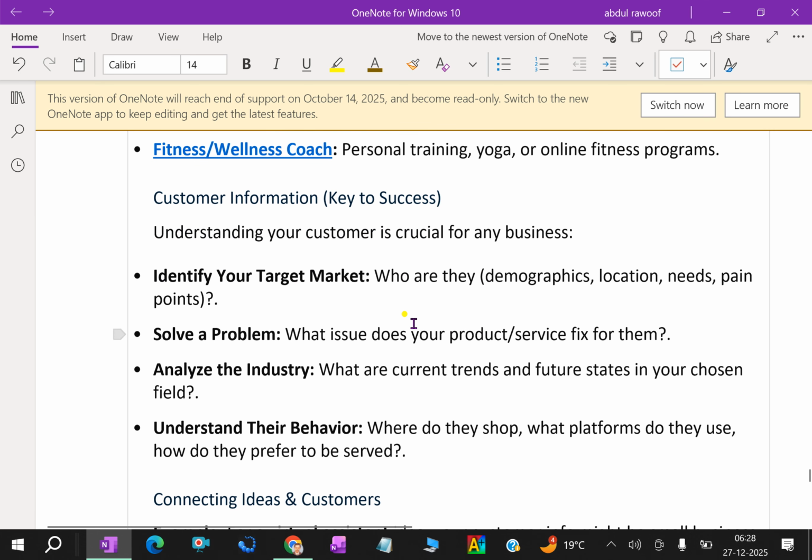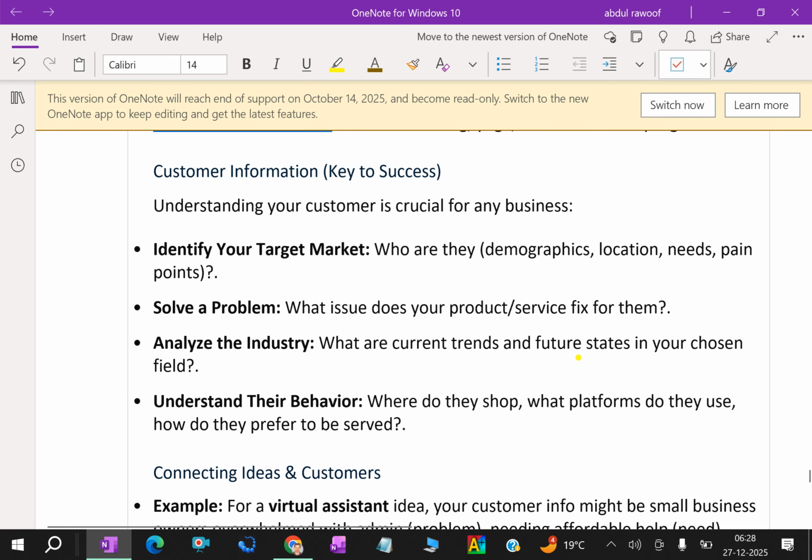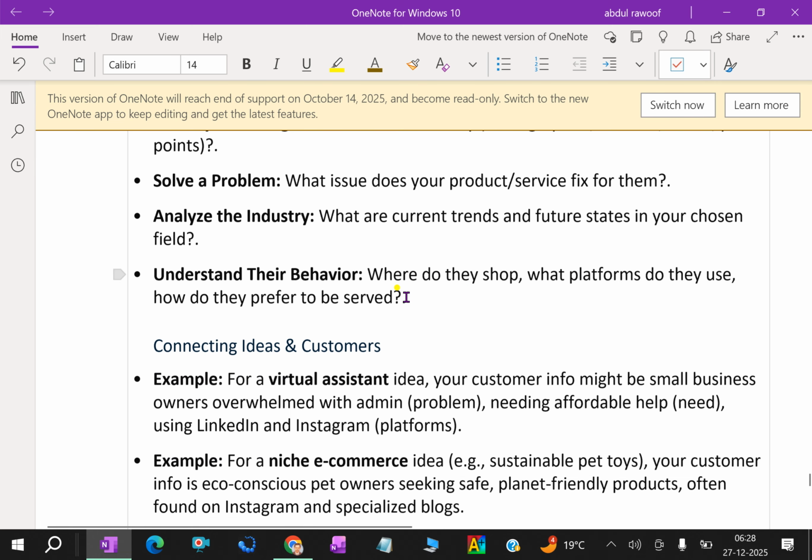What are the keys? Understanding your customer is crucial for any business. Identify your target market. Who are they? Demographics, location, needs, pain points. Next one, solve a problem. What issues does your product or service fix for them? Analyze the industry. What are current trends and future states in your chosen field?